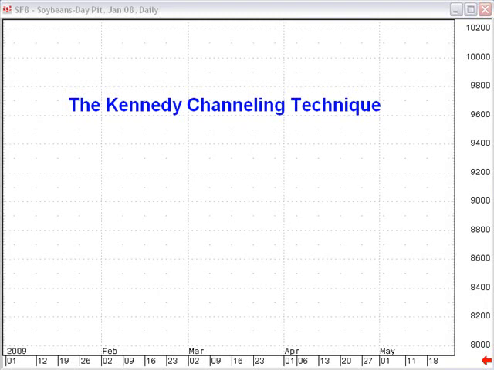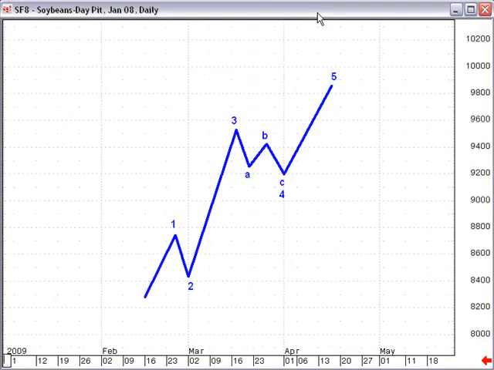In this section, I want to cover what I call the Kennedy channeling technique. It's a very simple way of drawing trend lines that will actually help you identify Elliott waves. So let me go ahead and start showing you some of the basics, and it's very simple. Here we have, and let me move a slide over.